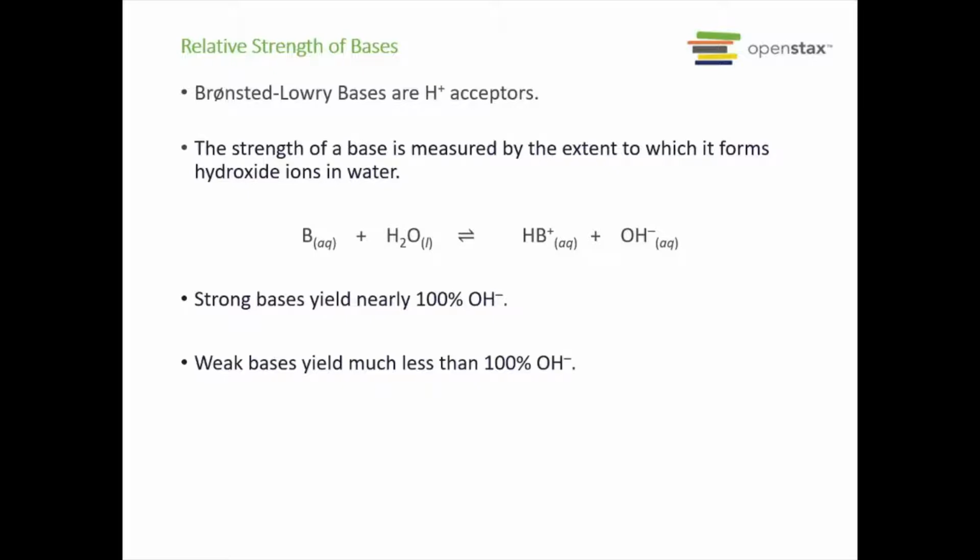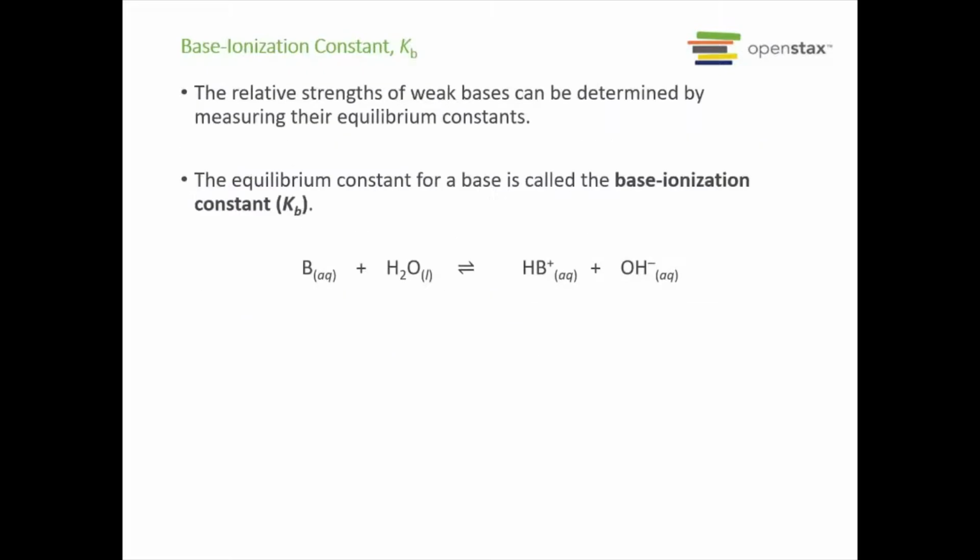So remember with bases, Bronsted-Lowry bases are hydrogen acceptors or proton acceptors. And the strength of a base is measured by the extent to which it forms hydroxide ions in water. Strong bases give us 100% OH minus. Weak bases give us a lot less than that. So we also do have a Kb, a base ionization constant, that the higher that is, the stronger the base.